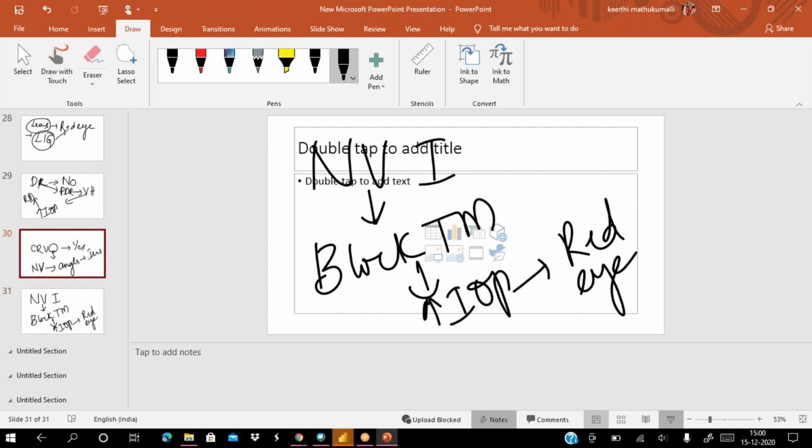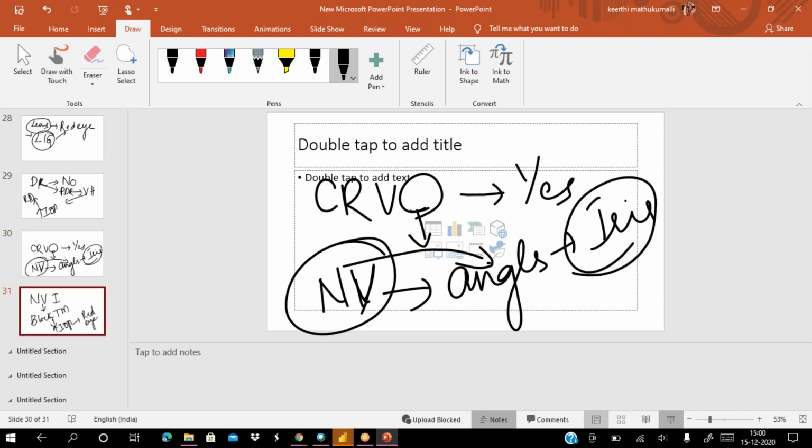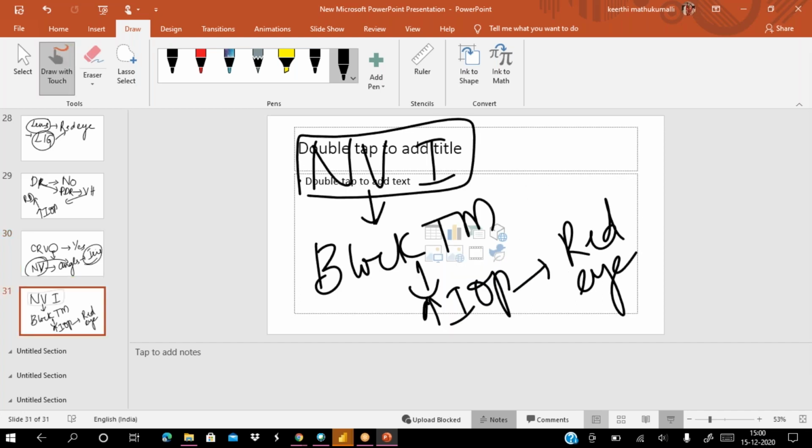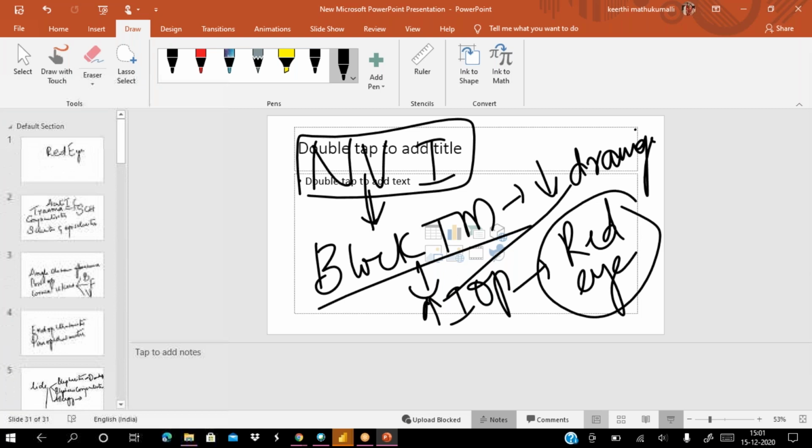Got it? So when there is CRVO, there will be neovascularization within the retina. This neovascularization will spread through the angles, you know what angles are, right? From those angles, this will spread to the iris, leading to NVI, that is neovascularization of iris. These new vessels will block the trabecular meshwork. When they block it, there is decreased drainage of the aqueous, which leads to a rise in IOP. So there will be acute closure glaucoma leading to red eye. Okay, hope you people understood it, a little bit about red eye.